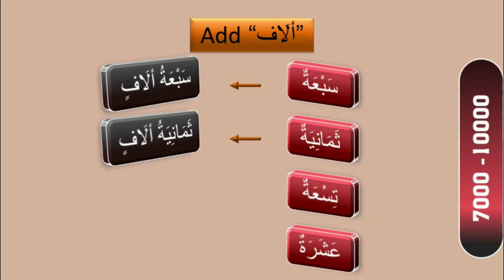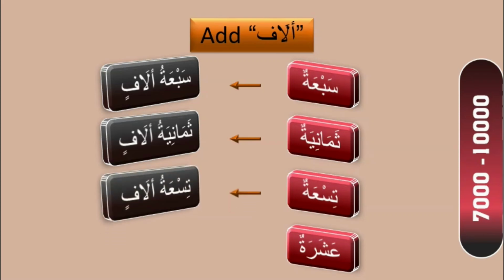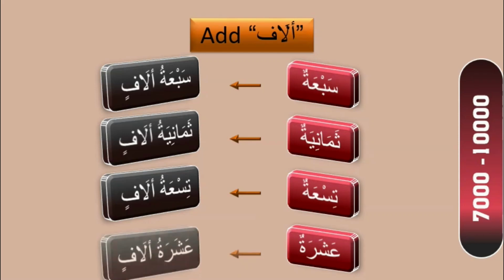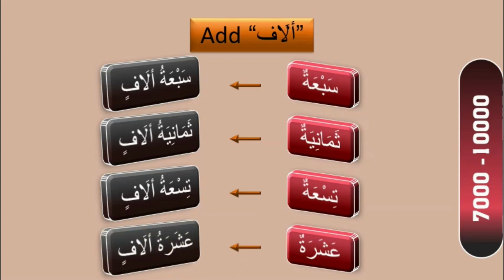Then we have tis'atun, we add alaf, we get tis'atu alafin. Tis'atun 9, tis'atu alafin 9000. Lastly, we have asharatun 10, we add alaf, we get asharatu alafin. Asharatun 10, asharatu alafin 10,000.